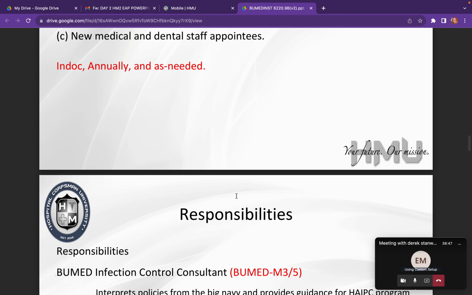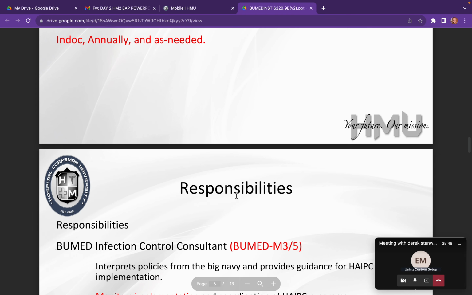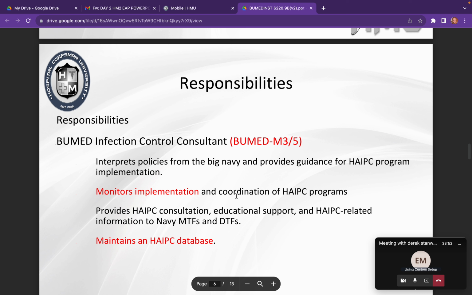All right, so you heard about a bajillion different BUMED offices this week, right? You need to find a way to help remember all of them. Okay, so your BUMED infection control consultant is BUMED M3/5. Now, remember when I was talking about keywords? Implementation, right? When I hear BUMED and I hear the word implementation, I should correlate those two things together.